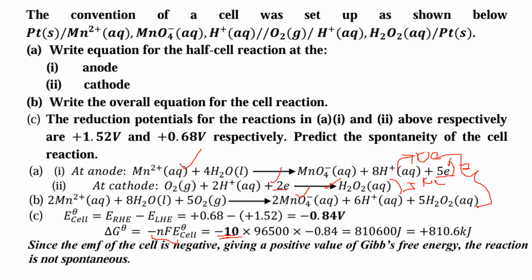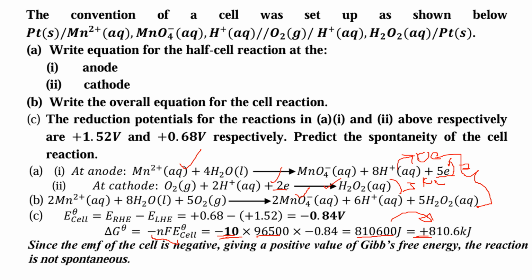Now Faraday's constant always remains the same, unchanged, which is 96,500, multiplied by the EMF of the cell that you have calculated, which is negative 0.84. Since you are going to get your answer in joules, since Gibbs free energy is measured in joules, to convert it to kilojoules we divide through by 1,000. That's why you end up with that value. But make sure that the sign of the energy is indicated.